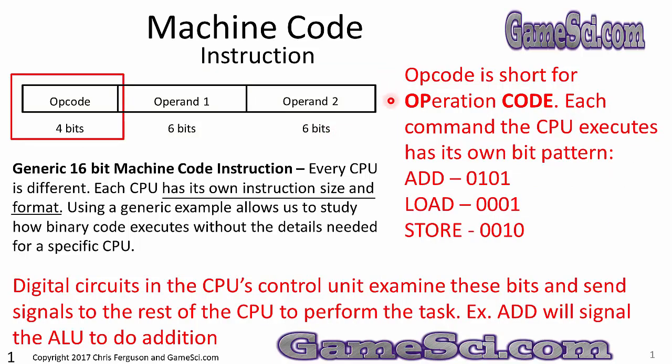The opcode is short for operation code. Each command the CPU executes has its own bit pattern. Add could be 0101, load 0001, store 0010. When the CPU sees this bit pattern in the opcode portion of the instruction, it executes an add, load, or store command. Digital circuits in the CPU's control unit examine these bits and send signals to the rest of the CPU to perform the task. Example, add will signal the ALU to do the addition.